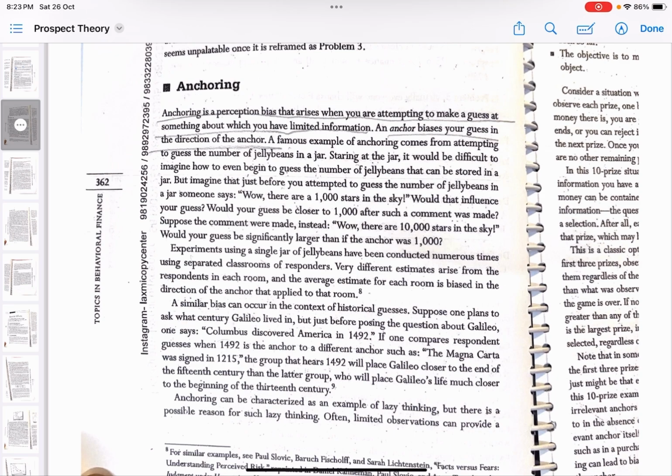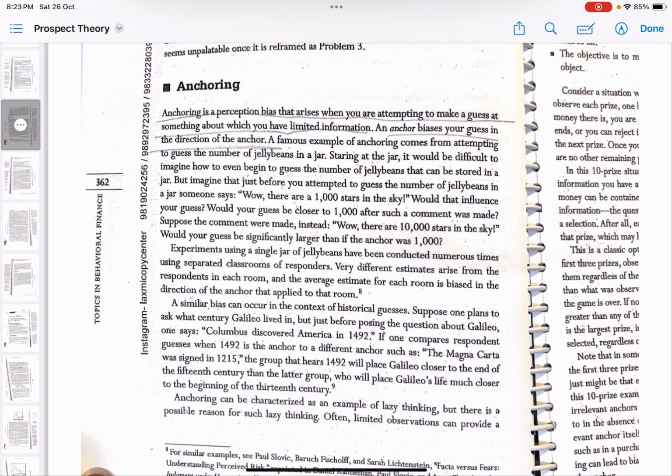A similar bias can occur in the context of historical guesses. Suppose one plans to ask what century Galileo lived in. Just before posing the question about Galileo, one says Columbus discovered America in 1492. If one compares respondent guesses when 1492 is the anchor with those where the Magna Carta was signed in 1215 is the anchor, the group that hears 1492 will place Galileo closer to the end of the 15th century than the latter group, who will basically put it near the 13th century.